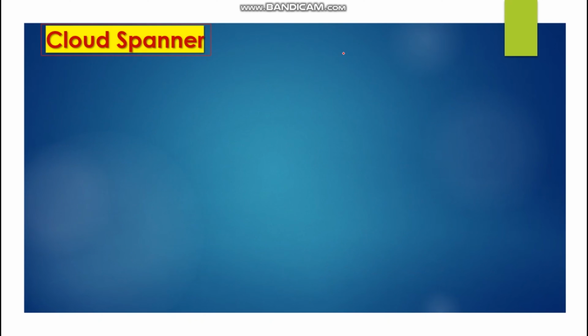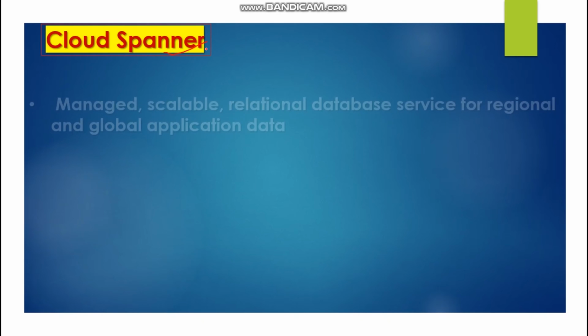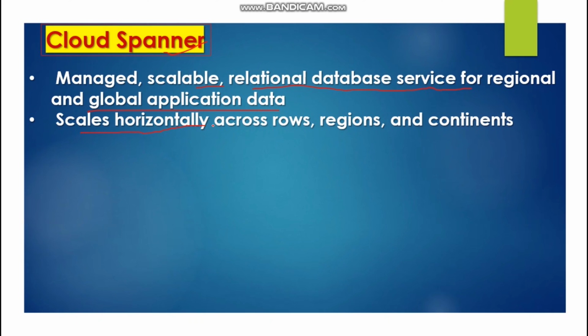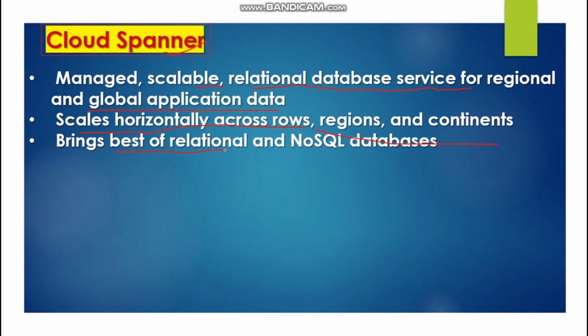All right. So now it's time for us to learn about Cloud Spanner. And this is one of GCP's very differentiating services from other cloud providers because it has lots to offer its users. So it's a managed, scalable service for regional and global application data. Okay, it scales horizontally across rows, regions, and continents. All right, and it brings the best of relational database and NoSQL database.